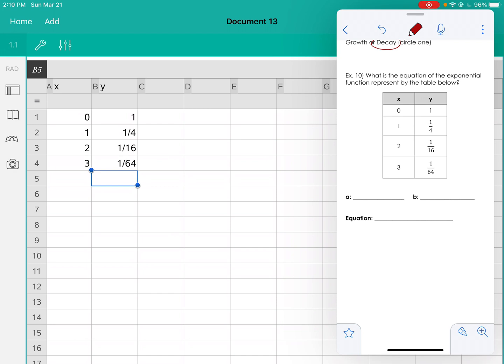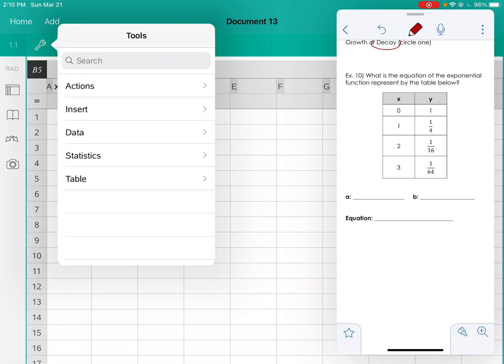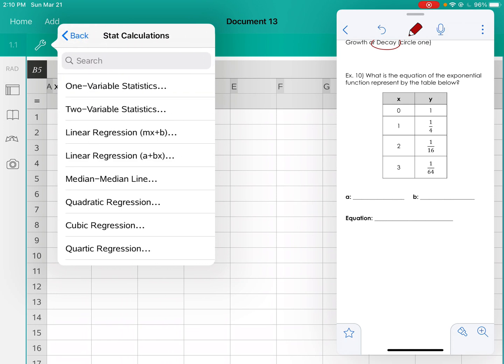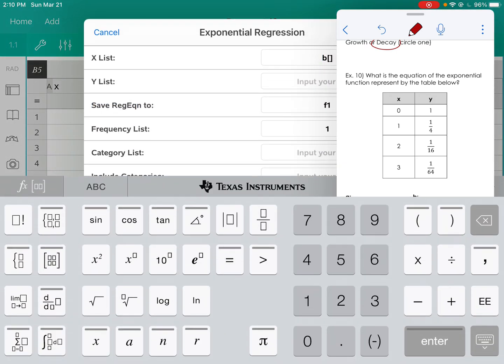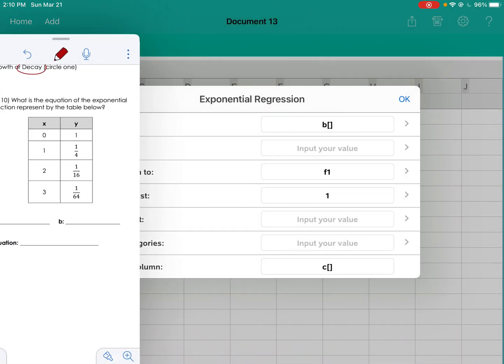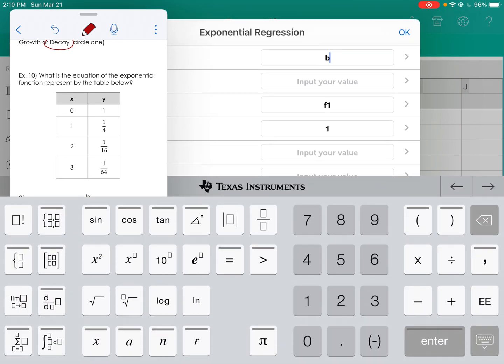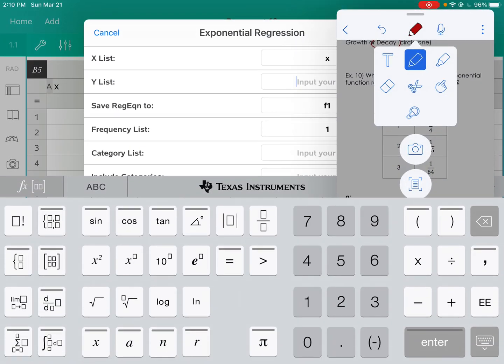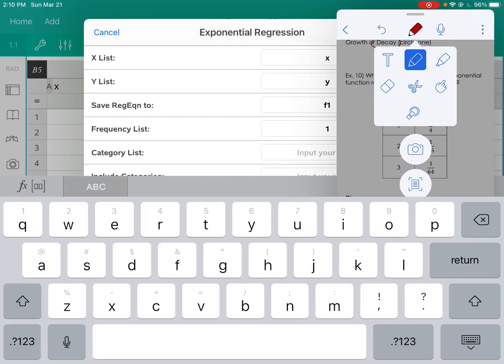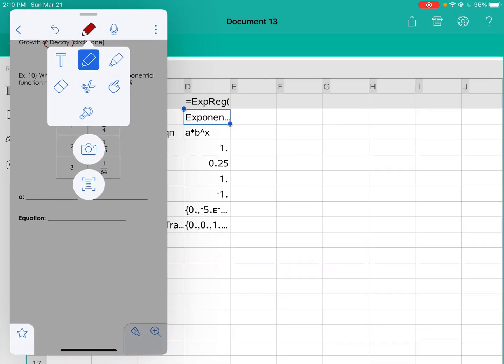Okay, so I'm going to type in menu, the fourth one down, statistics, the first one, stat calculations, and then letter A, which is exponential regression. Okay, next to the X list, we're going to type in X. Next to the Y list, we type in Y. And then we hit OK.